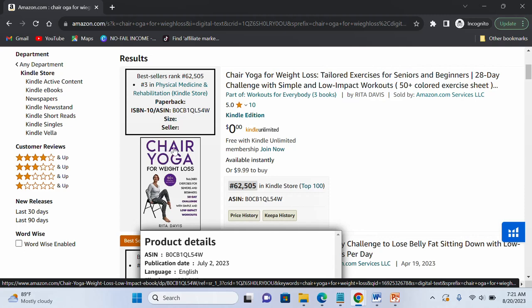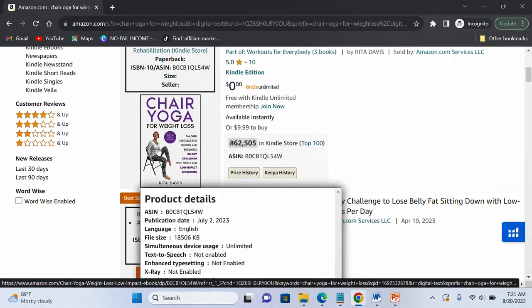Now look at the color they use. Look at the color they use for the weight loss, and look at this particular color also. Now look at the image they use. They said chair yoga, so this is a yoga on a chair. Look at the woman sitting on the chair. This is actually related to the book title. That's what I'm talking about.